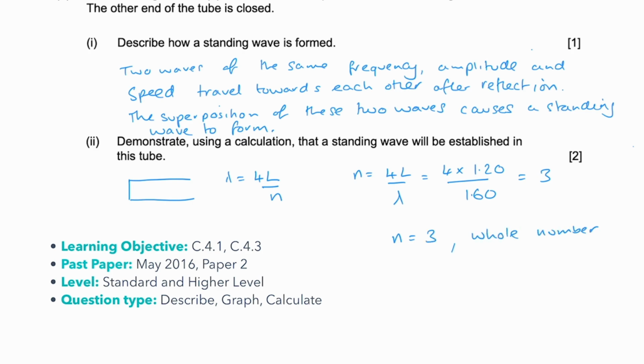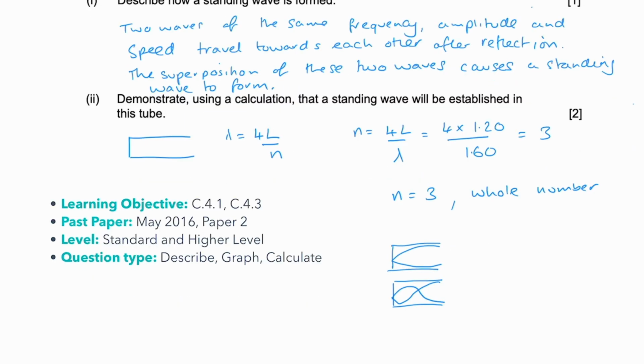And given that n is a whole number, that tells us that one of these patterns is likely to form. I'm now committed to drawing all these patterns. You get the idea, okay? So if n is a whole number, it means that, there we go, this pattern forms, okay? If n wasn't a whole number, then a standing wave would not be formed in that tube.